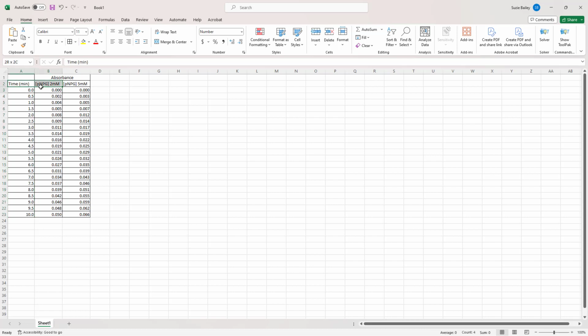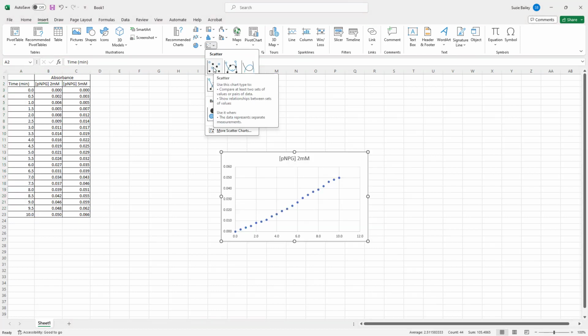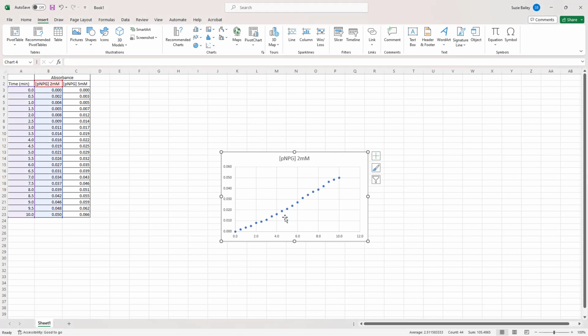And so if I go ahead and select these two columns of data, including the headings, and then go up to my menu at the top of the window and click on Insert, so I get to the Insert tab, and come over here to Charts, what we want to do is select a scatter graph. This is an XY scatter plot. And you can see that the data have been plotted exactly as expected, with time on the x-axis and absorbance values on the y-axis. And we can verify that that looks correct.